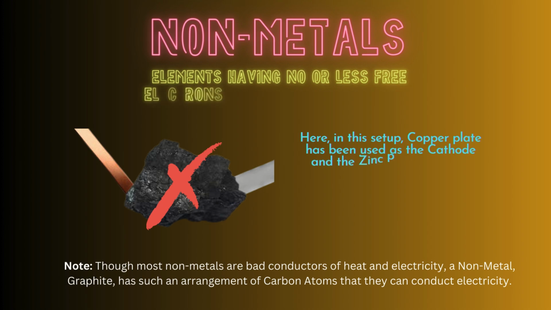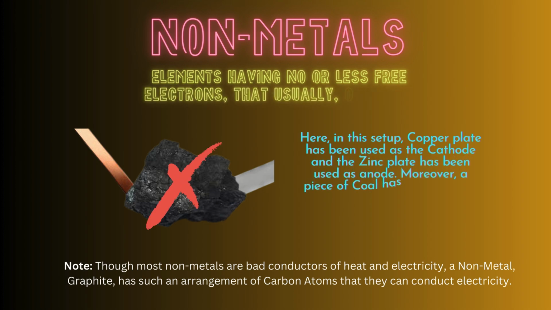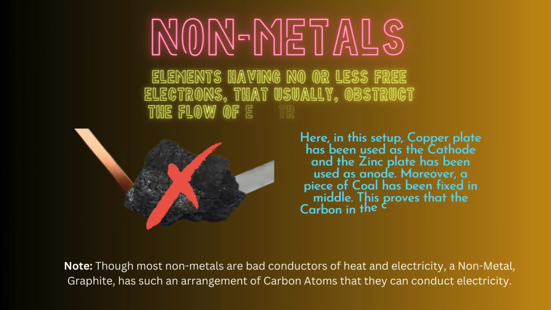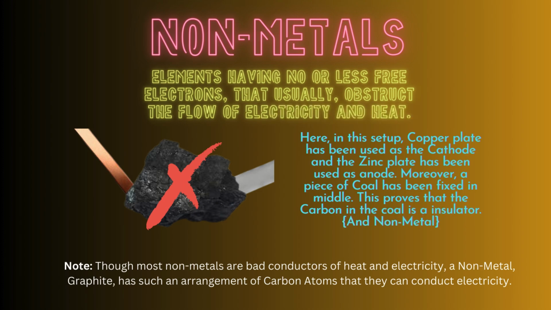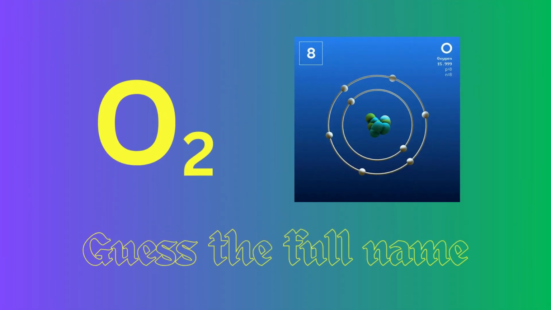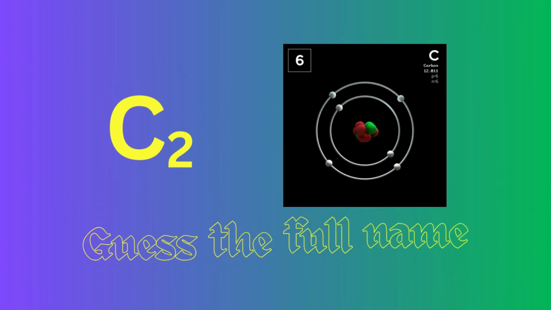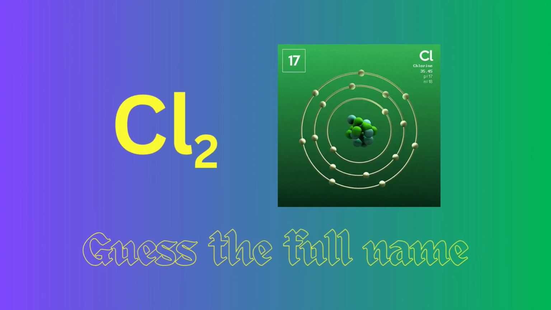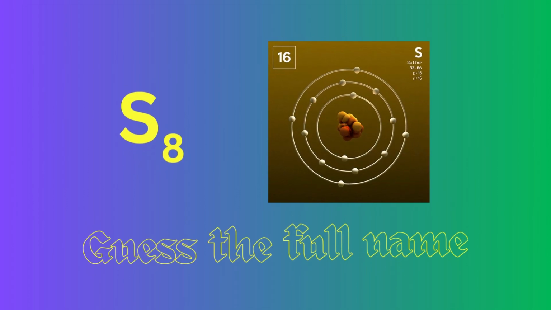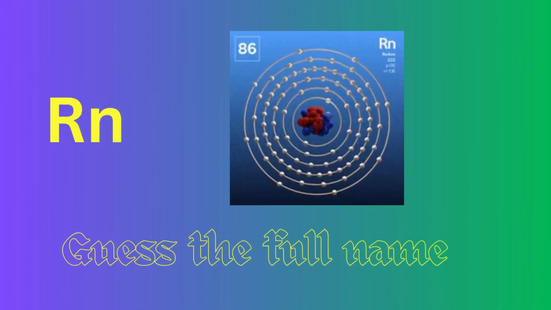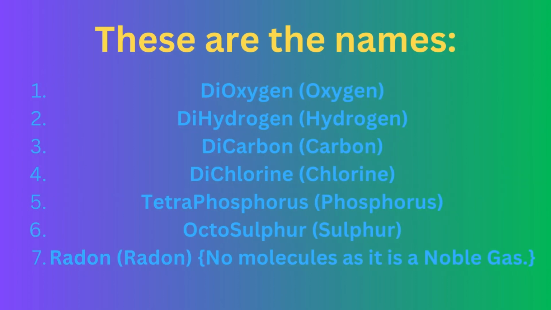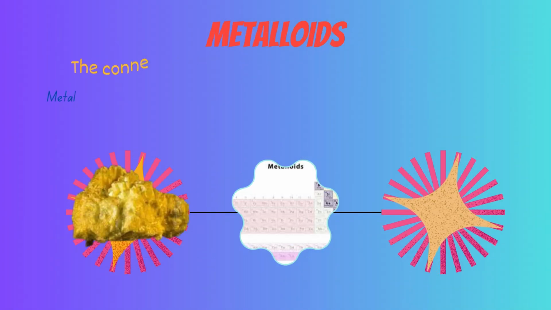On the contrary, elements that don't have free electrons and don't facilitate the flow of electricity are called non-metals. For example, O2, H2, C, Cl2, P, S, Rn, and so on. The names of these elements are as follows: oxygen, hydrogen, carbon, chlorine, phosphorus, sulfur, and radon.